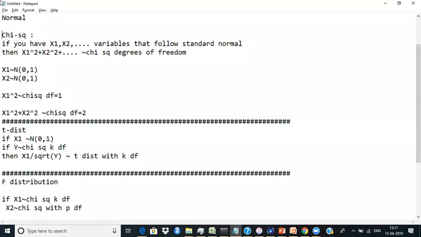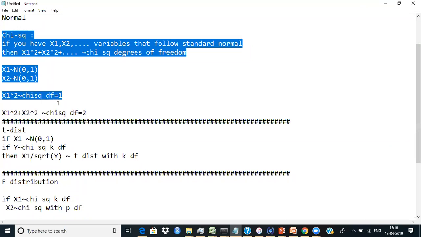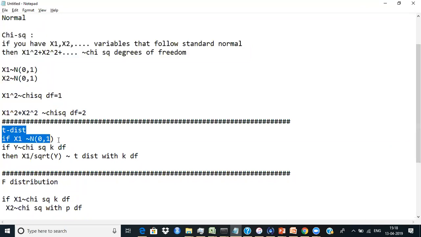So when you are calculating chi-square, what is the only user input? How many normal distributions you square? That is the only user input. So that becomes my degrees of freedom. Similarly, when you are calculating T, numerator is standard normal. There is no input for it. Denominator is chi-square. There is an input. How many normals you want to square? That becomes your degrees of freedom.